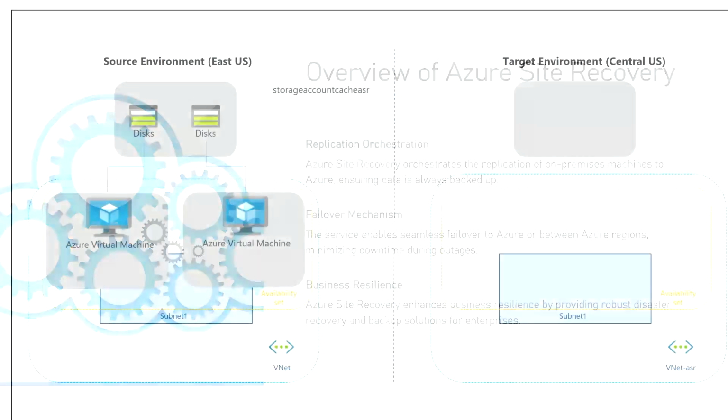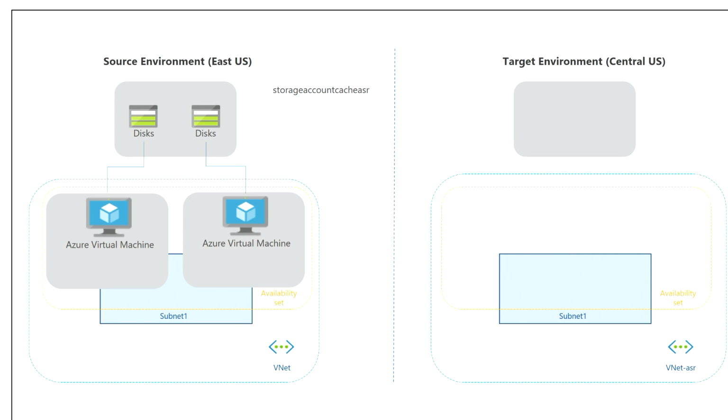So there's a lot of little details, a lot of things that you can do with this service. But the main thing that we're going to focus on in this video is the replication of VMs from one region to another region. In this case, we have a source environment that is in the East US. As you can see here, we have two virtual machines, one subnet and one VNet. They both have a disk, and we're going to use a target region of Central US. So that's what we're going to do in this video. We're going to jump into the demonstration on how to do that.